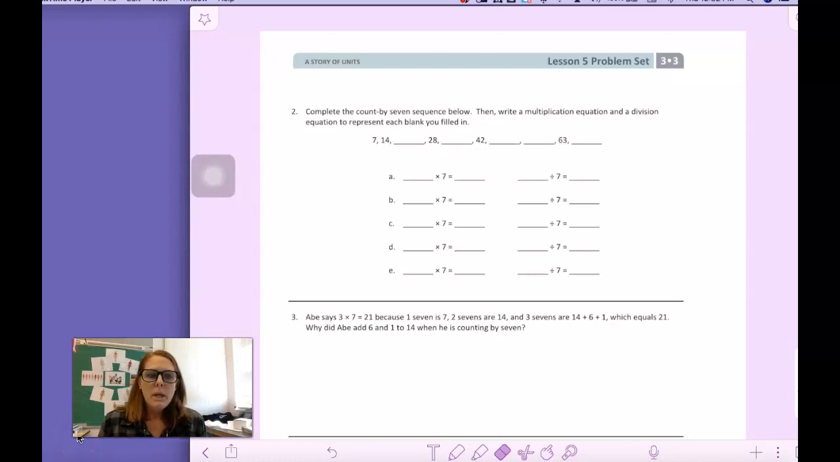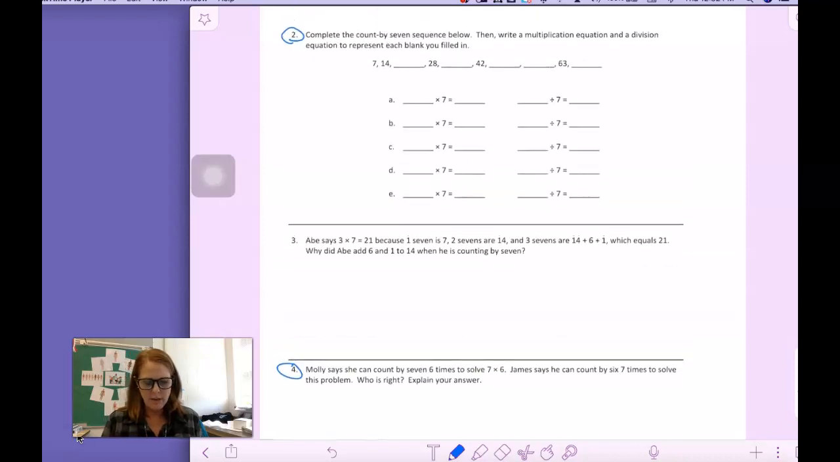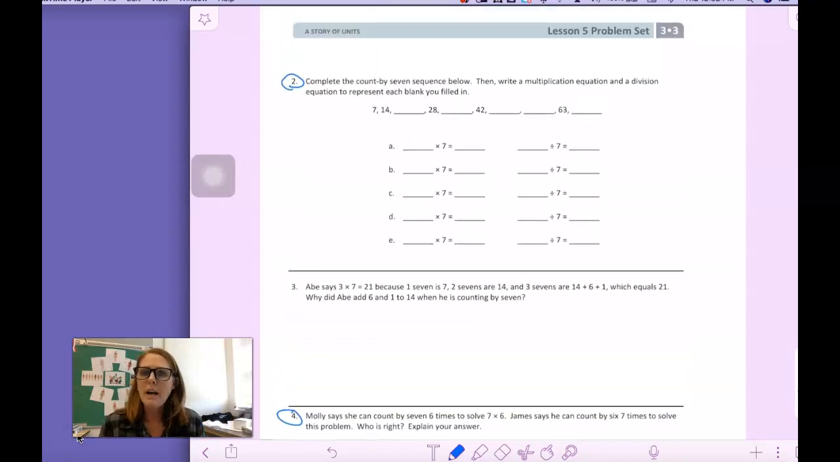Hi boys and girls, we are working on lesson 5 problem set, and we are going to do number 2 and number 4 together today. So if you can get out lesson 5 problem set. Number 2 says complete the count by 7 sequence below, then write a multiplication equation and a division equation to represent each blank you filled in.